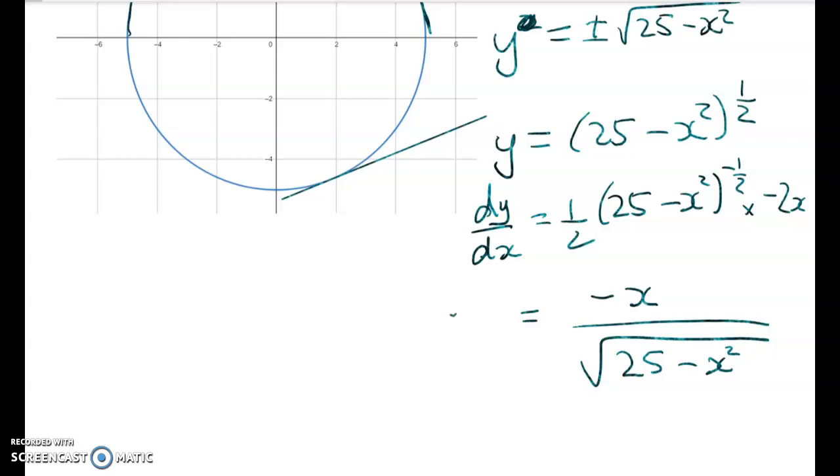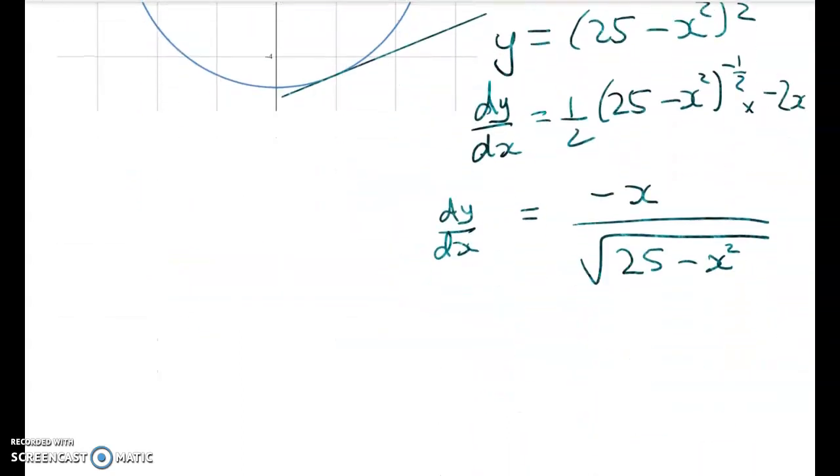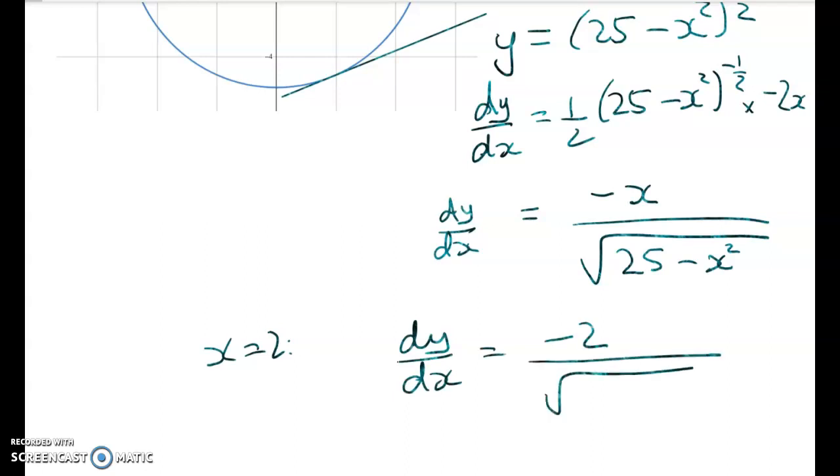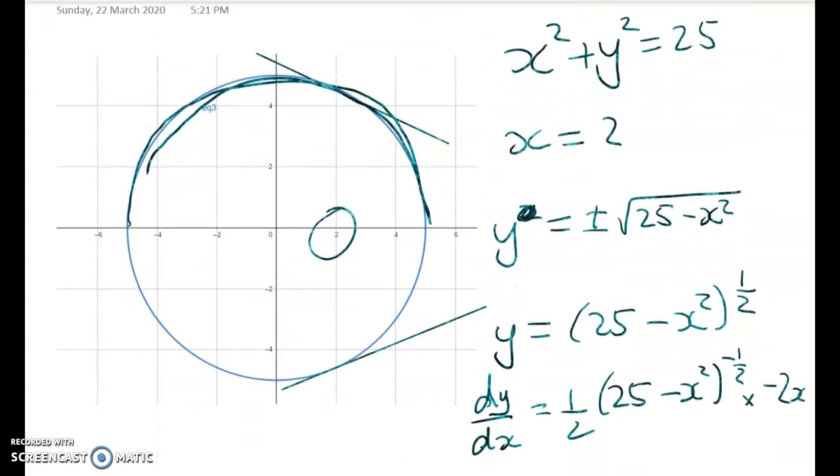So here I've got my expression in the usual way for dy by dx, and if I want to figure out the slope at x equals 2, I substitute in x equals 2, and I get negative 2 over the square root of 25 minus 4, which is 21. And that works out to be, what's that going to be? I don't know, negative 2 over 4 point something. So we should look at that and go, well, it should be roughly negative a half. Yep, that looks good. You can see here, slope is around negative a half.